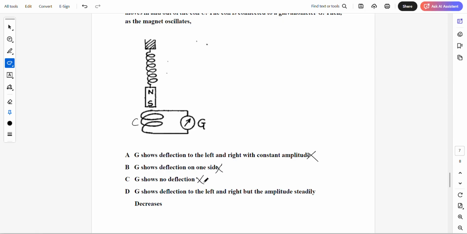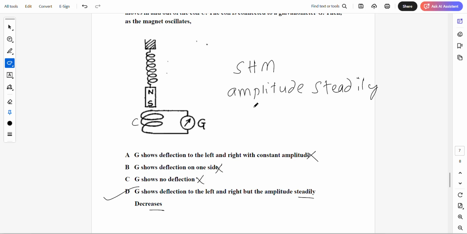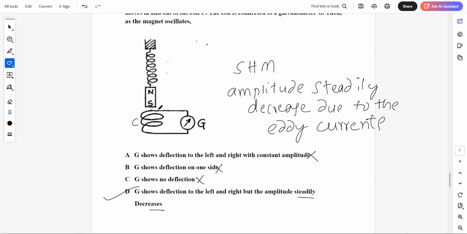G shows no deflection, this is also wrong. Now G shows deflection to the left and right, but amplitude steadily decreases. This is the right answer. What happens? Slowly the amplitude steadily decreases when it does simple harmonic motion. Amplitude steadily decreases. Due to what? Due to the eddy currents which are developed in this coil.